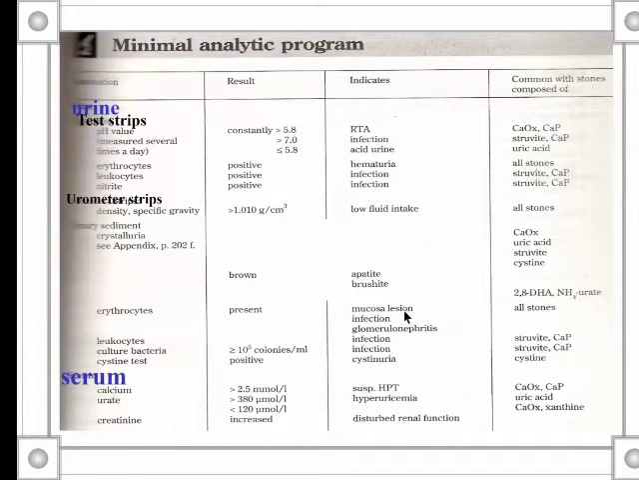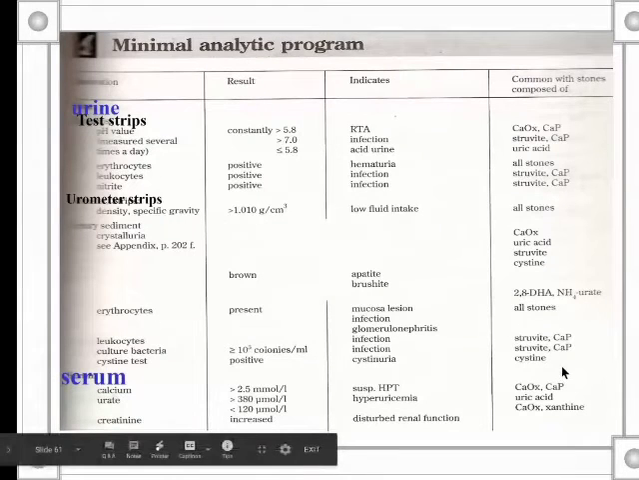So any mucosal lesion due to infection, glomerulitis, all these stones will cause erythrocytes, leukocytes for all infections, and bacteria if positive. And the cystine test, it's positive. This is specifically for urine cystine.